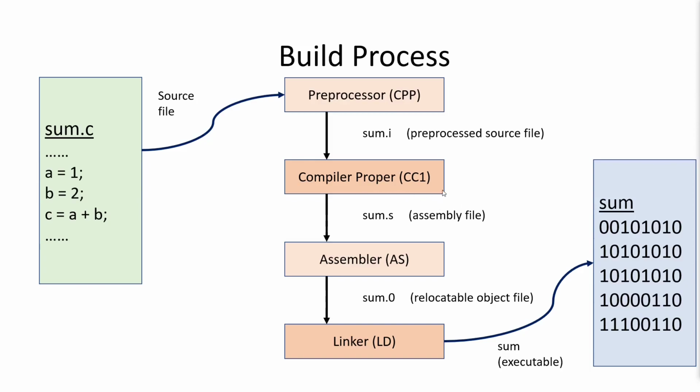The compiler proper is the one that's going to produce the assembly code. And this is the complicated, really hard part. We teach an entire class about this. It's called compilers. Anyway, this is the one that's going to take our C code and break it down into all of those individual steps to produce the assembly code file.